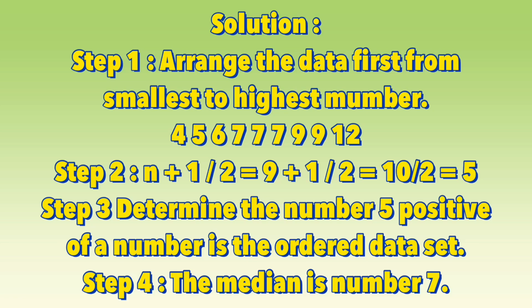In step 2, we have to use the formula n plus 1 over 2. The given sample is 9, so 9 plus 1 divided by 2 equals 10 divided by 2, which equals 5.